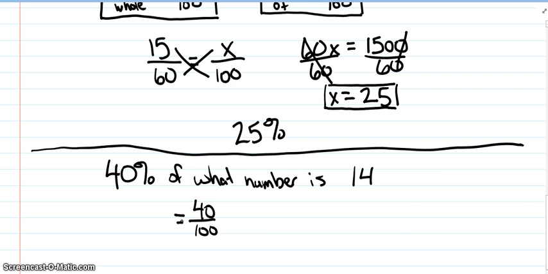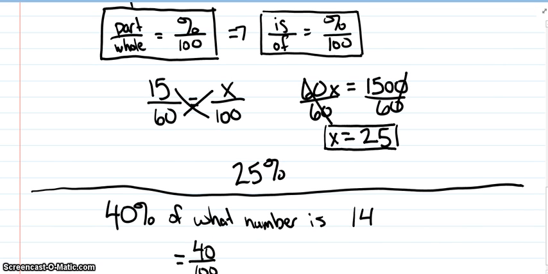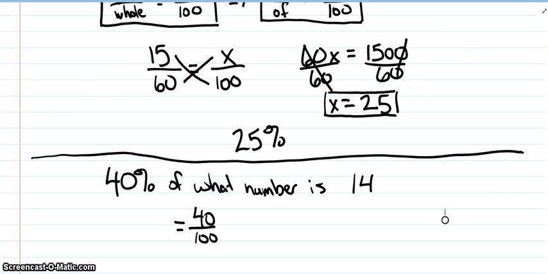And let's look, part over whole. What is the part? 14 is the part, and you can also use the is over of, because 14 is after is, so it's going to go up top. And then the whole is x, because we don't know the whole. So we'd cross multiply. We'd get 40x equals 1400.